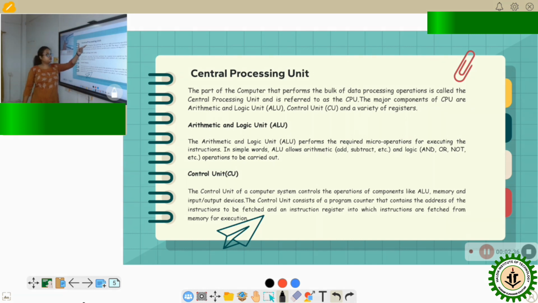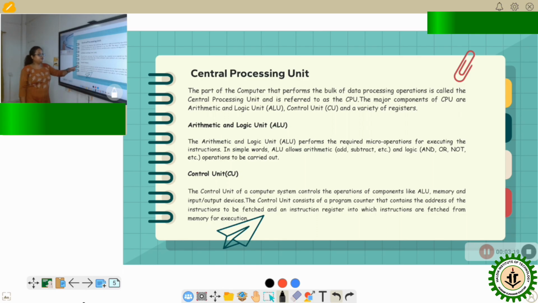The CPU, central processing unit, is the part of the computer that performs the bulk of data processing operations. It is the brain of the computer system. So without CPU, we cannot do anything. Under CPU, we are having two components. One is ALU and another one is control unit. ALU performs arithmetic and logical operations such as addition, subtraction, AND, OR, XOR, NOT, this type of things. And control unit gives the instruction and controls by sending signals. So that is called the control unit.